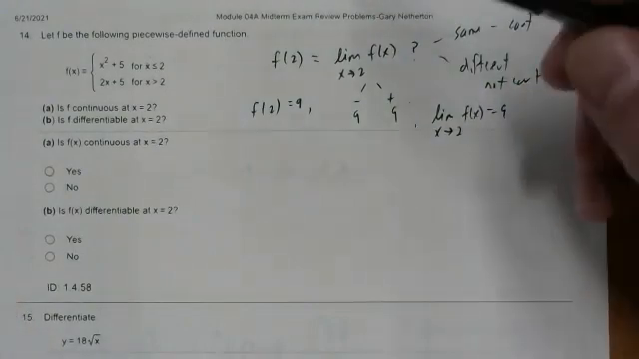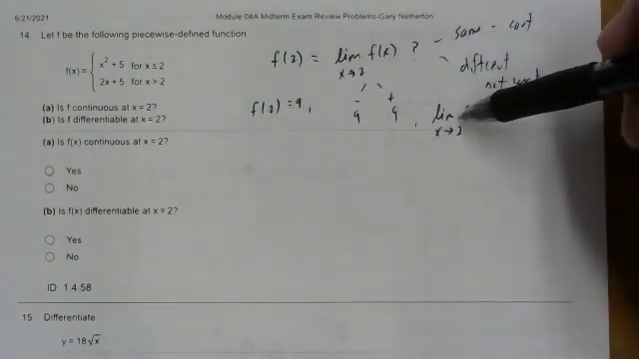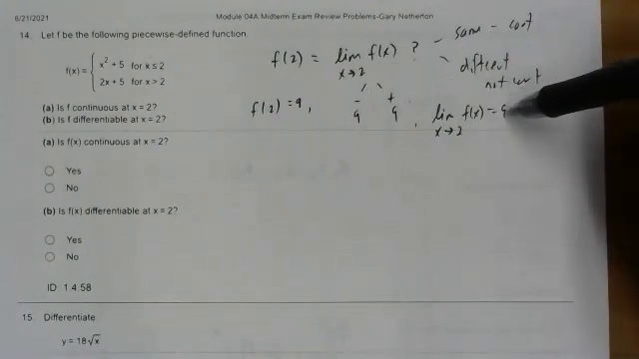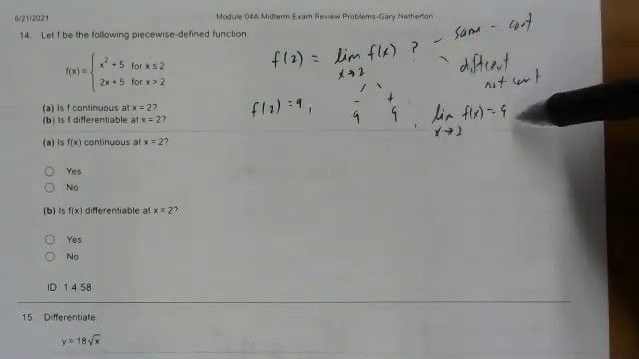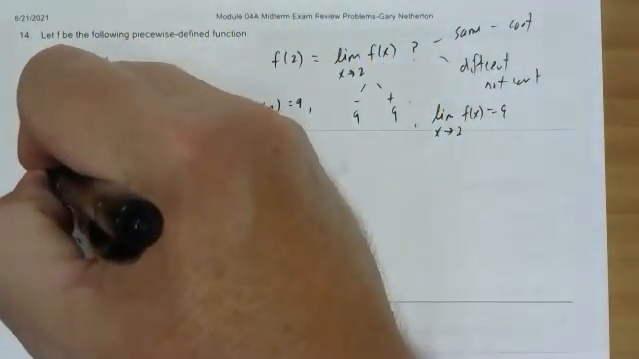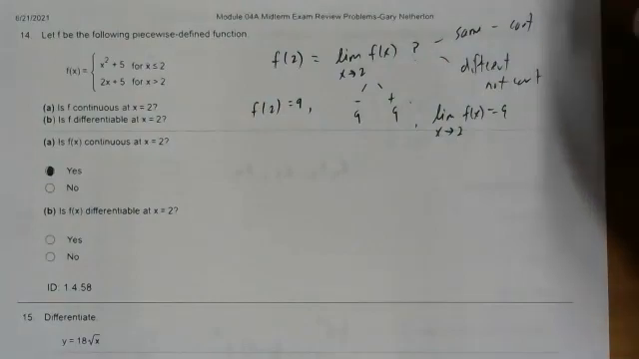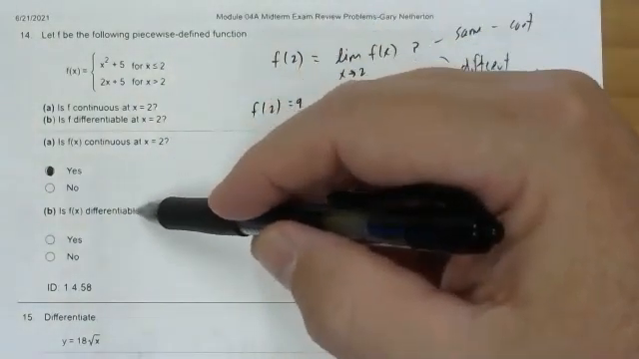So now we say, is the function itself at x equal 2 equal to 9, and is the limit as x approaches 2 of the function equal to 9? Yes. So actually, is it continuous? Yes, it is. Now, is it differentiable?